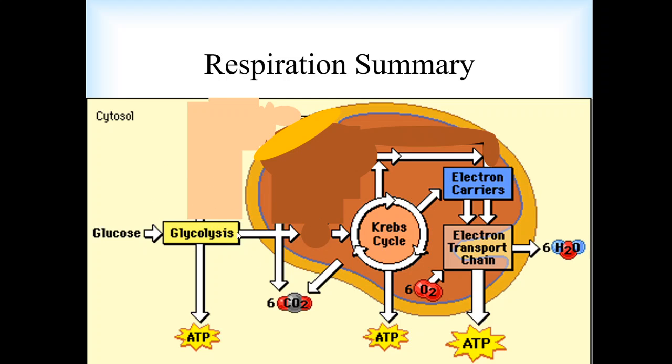So we go from stage 1 glycolysis to stage 2 Krebs cycle to the electron transport chain. And at every point, we're making ATP. And we take in oxygen and we release carbon dioxide. Okay, and glucose we take in. And we release water. So what comes out of respiration? You've got carbon dioxide and water, and what comes in? You've got glucose and oxygen here.